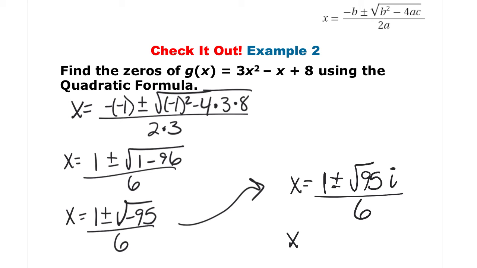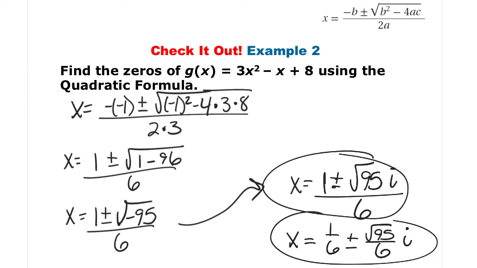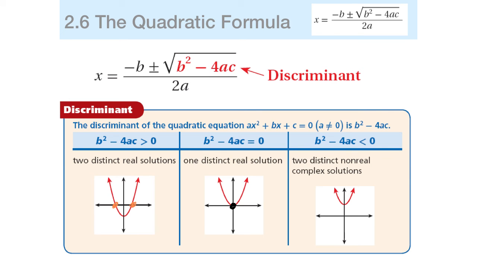In the book, they will divide everything here by 6. And so you'd end up with 1/6 plus or minus the square root of 95/6 times i. Either way is fine for me. You've probably already noticed that what we end up with underneath the radical there is important in telling us what kind of solutions we're going to end up with, real or complex.